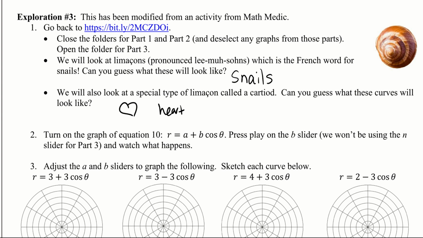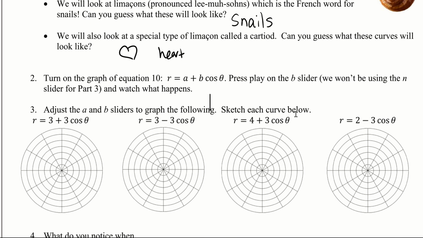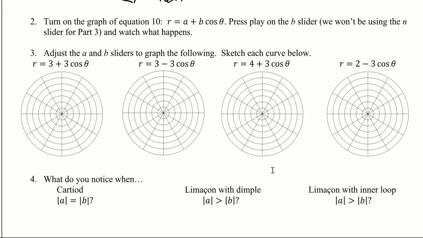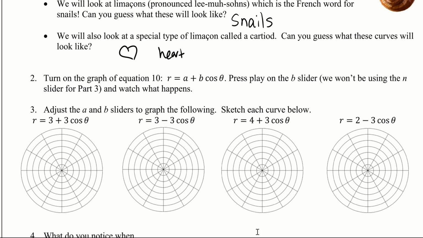Okay, so what we're going to do is turn on equation 10, move the sliders. We won't be using any n's because the angle is not multiplied. That's why we don't have all these petals. And let's just see what happens. And then we're going to sketch each of these. So I'm going to pause this so you can explore a little bit and then sketch these. And then we're going to notice some patterns from there.